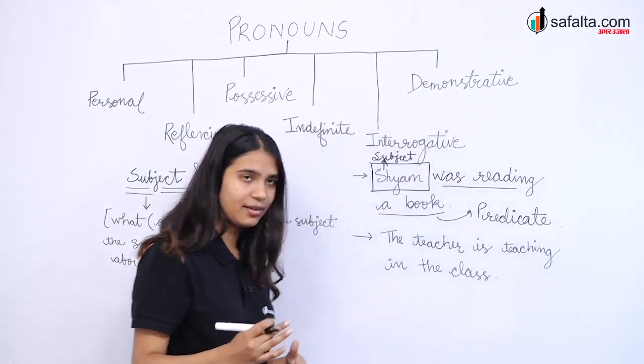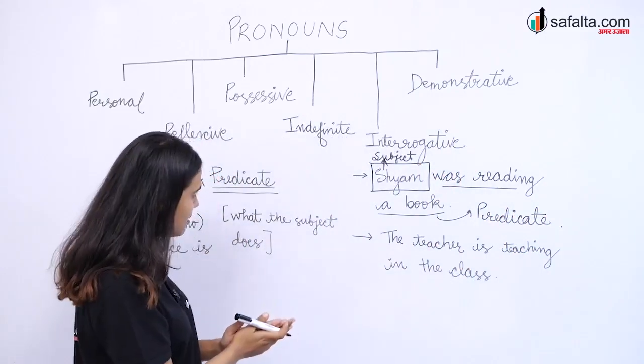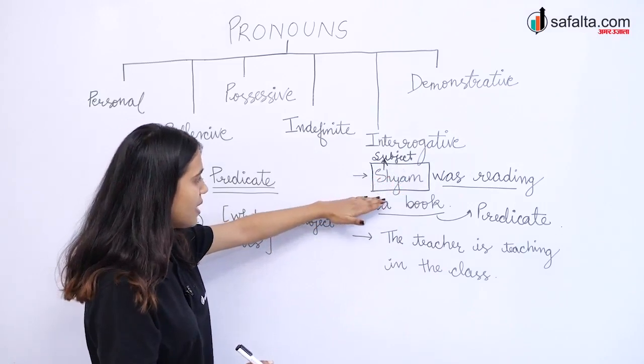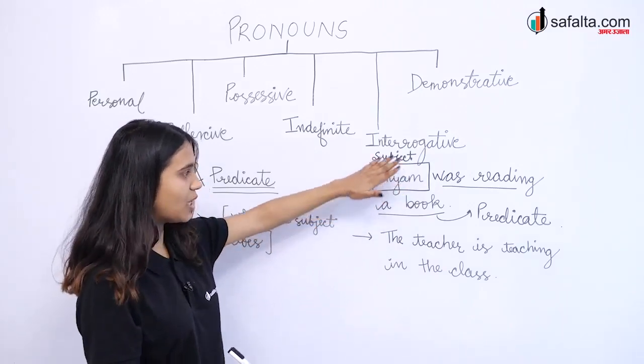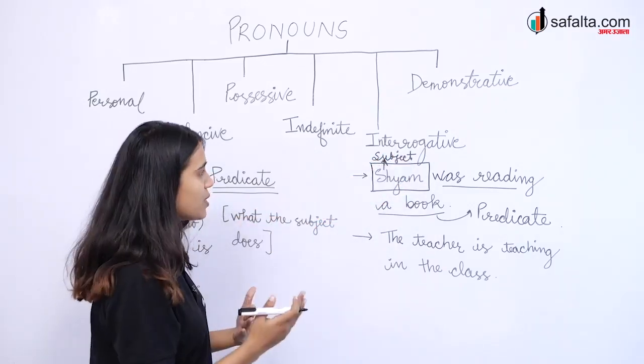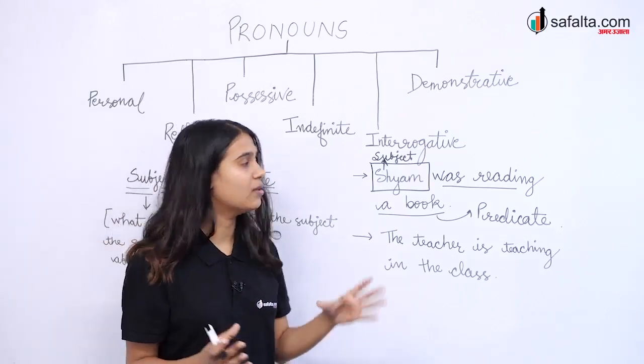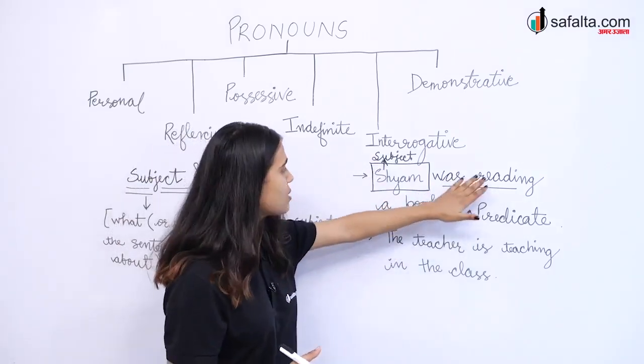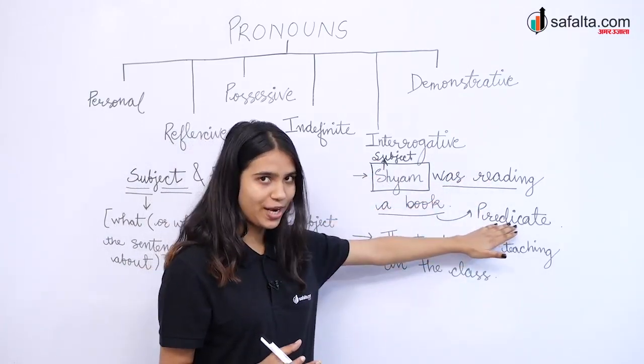Let's understand it again. Subject means what or who the sentence is about. Here the sentence is about Sham, so Sham becomes the subject. Now you ask yourself what the subject is doing. The subject is reading a book. So was reading a book becomes the predicate.